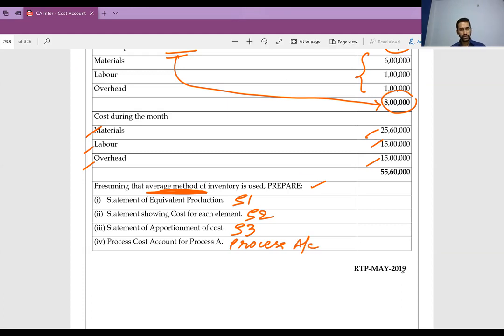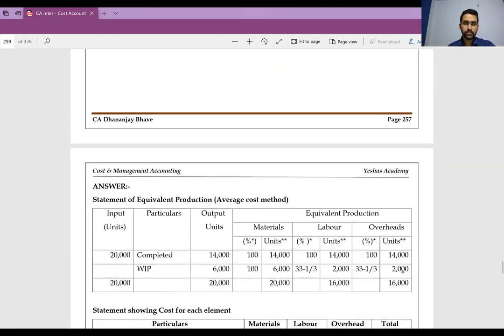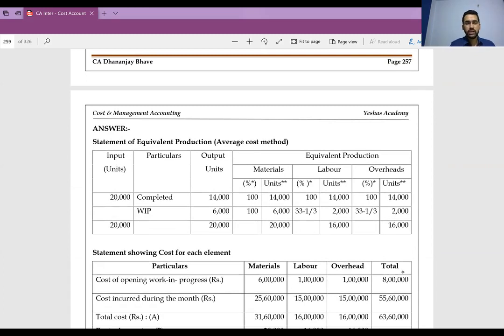Right. You see what they have done in the answer. First, equivalent units. By the way, in our study material, they unnecessarily show this input. You can start directly from output. You can observe completed 100, 100, 100. It doesn't matter how much is coming from last year and how much from this year. Why? Because we are working out under average cost.